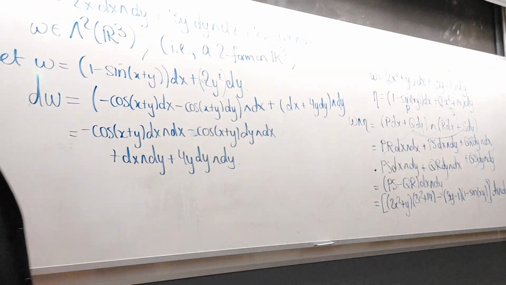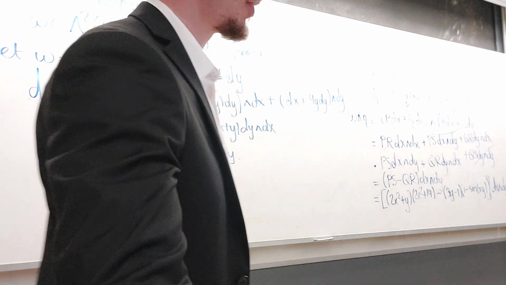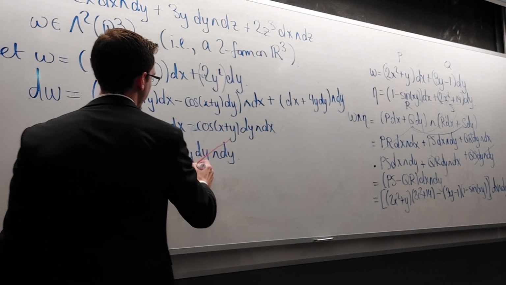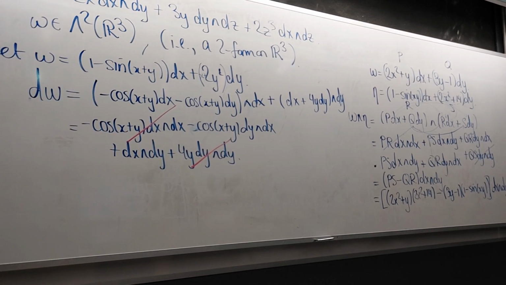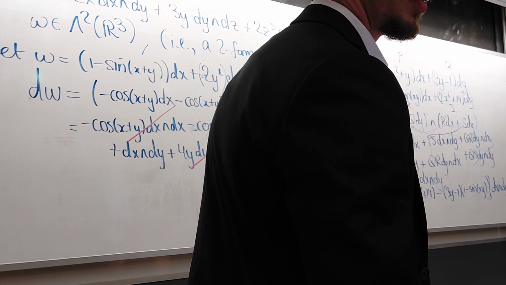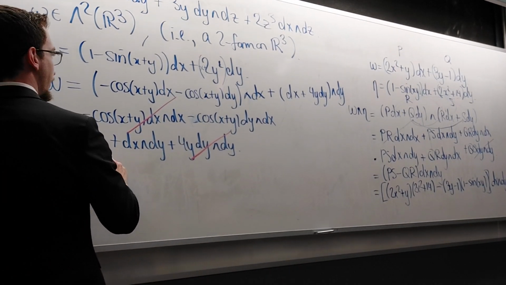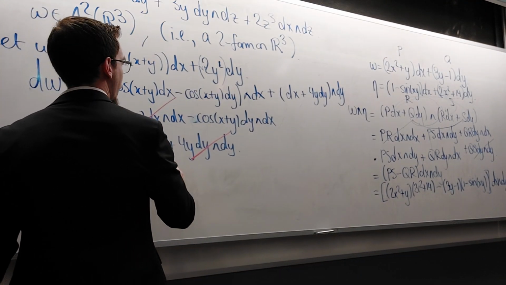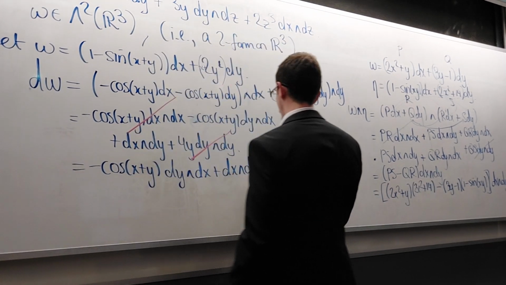Okay, what's the next step? What happens? We kill the dx wedge dx to 0 and the dy wedge dy to 0. The nilpotence property gives us that this is 0 and this is 0. What I'm actually going to do is keep the properties. So that simplifies to the following, which would be minus cosine(x plus y) dy wedge dx plus dx wedge dy.